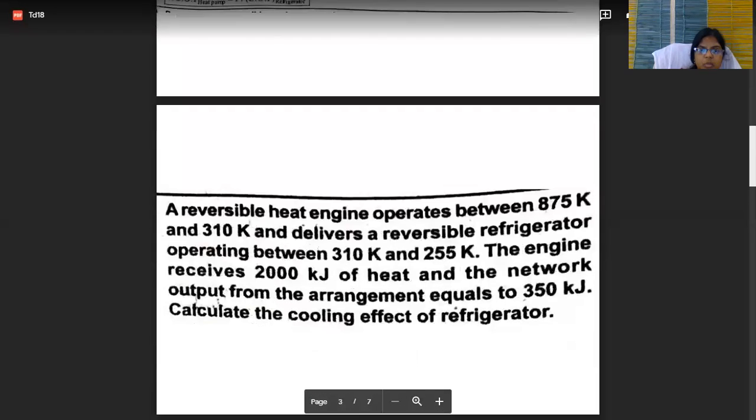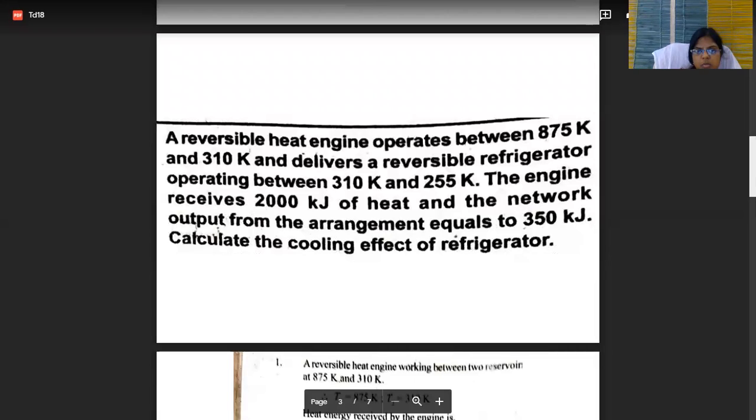Okay. Here there are some problems we are going to solve. A reversible heat engine operates between 875 Kelvin and 310 Kelvin, and delivers work to a reversible refrigerator operating between 310 Kelvin and 225 Kelvin. The engine receives 2000 kilojoules of heat, and the work output from the arrangement equals 350 kilojoules. Calculate the cooling effect of the refrigerator.